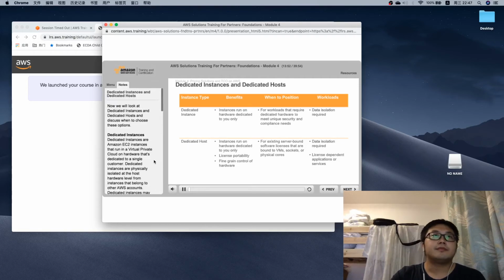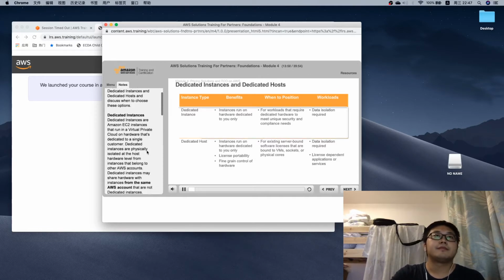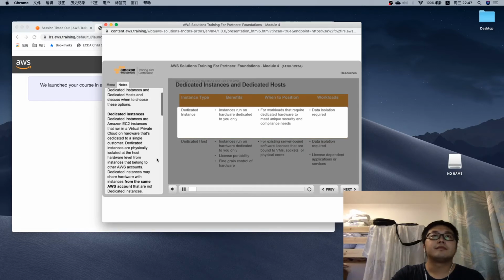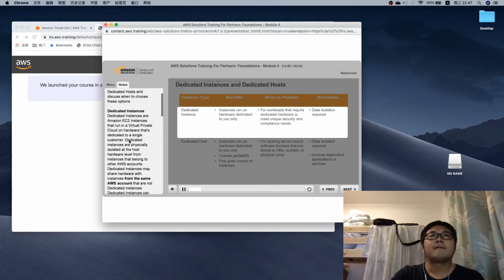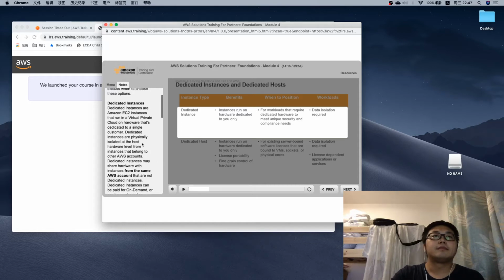Now we will look at dedicated instances and dedicated hosts and discuss when to choose these options. Dedicated instances. Dedicated instances are Amazon EC2 instances that run in a virtual private cloud on hardware that's dedicated to a single customer. Dedicated instances are physically isolated at the host hardware level from instances that belong to other AWS accounts.